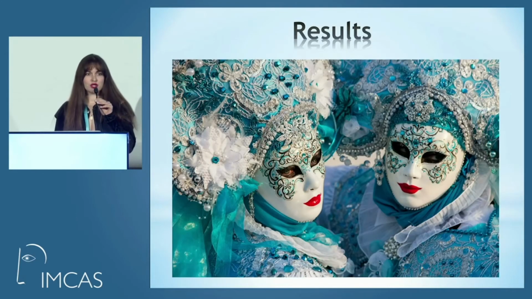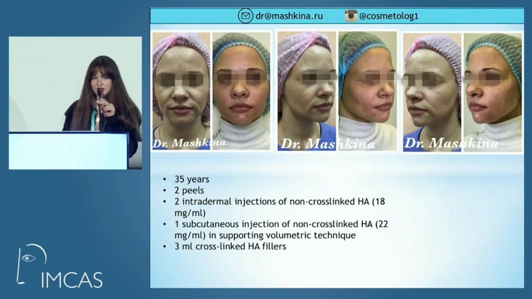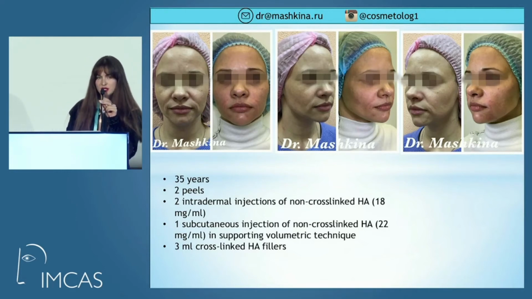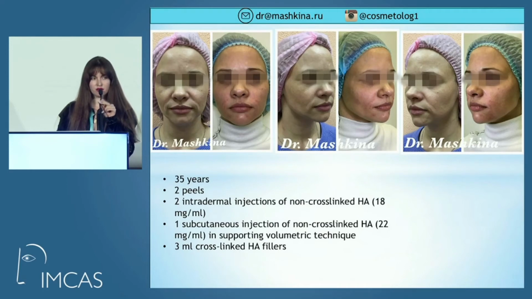And now I want to share with you the results of my facial rejuvenation. This is a rather young lady. She is 35 years old. We made 2 peels, 2 intradermal injections of non-cross-linked hyaluronic acid, 1 subcutaneous injection of non-cross-linked hyaluronic acid with supporting volumetric technique, and after that I injected 3 milliliters of cross-linked hyaluronic acid filler.